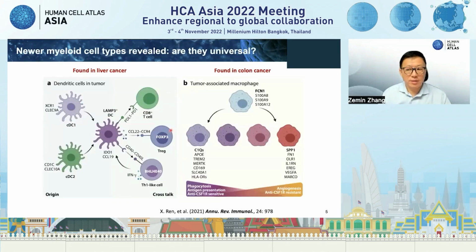In addition, some of the meaningful cell types are only found in one particular cancer type. For example, in our own study early on, we found the LAMP3 DC from liver cancer, and from colon cancer, we found the SPP1 TAM and the C1QC TAMs, or tumor-associated macrophage cells. It's not really clear if these cells are unique to a particular cancer type or if they are universal across all cancer types.